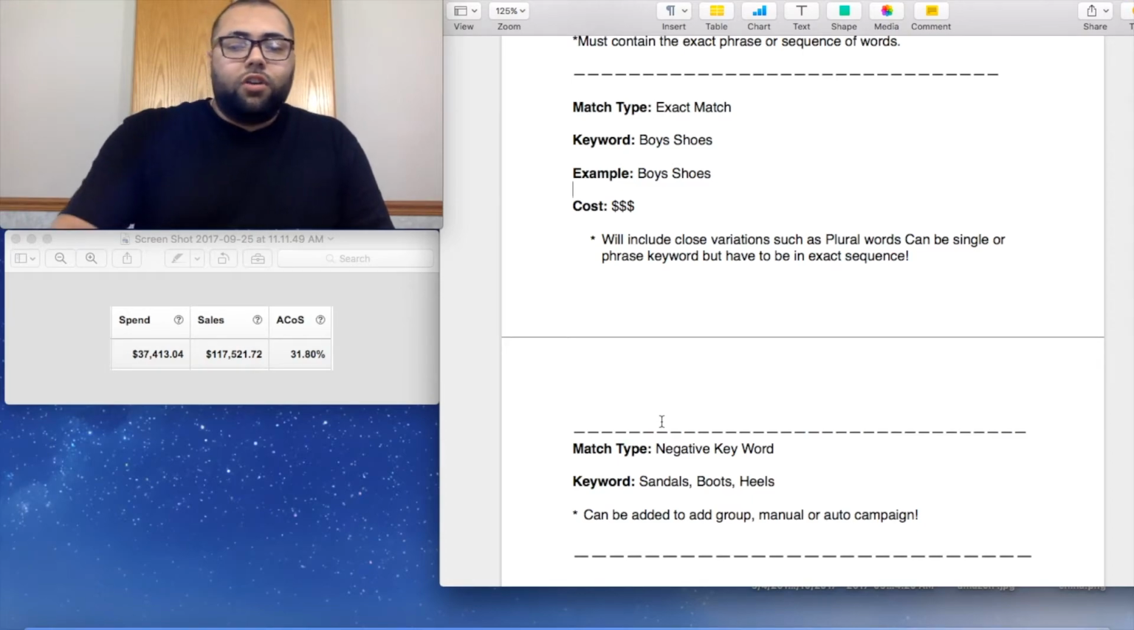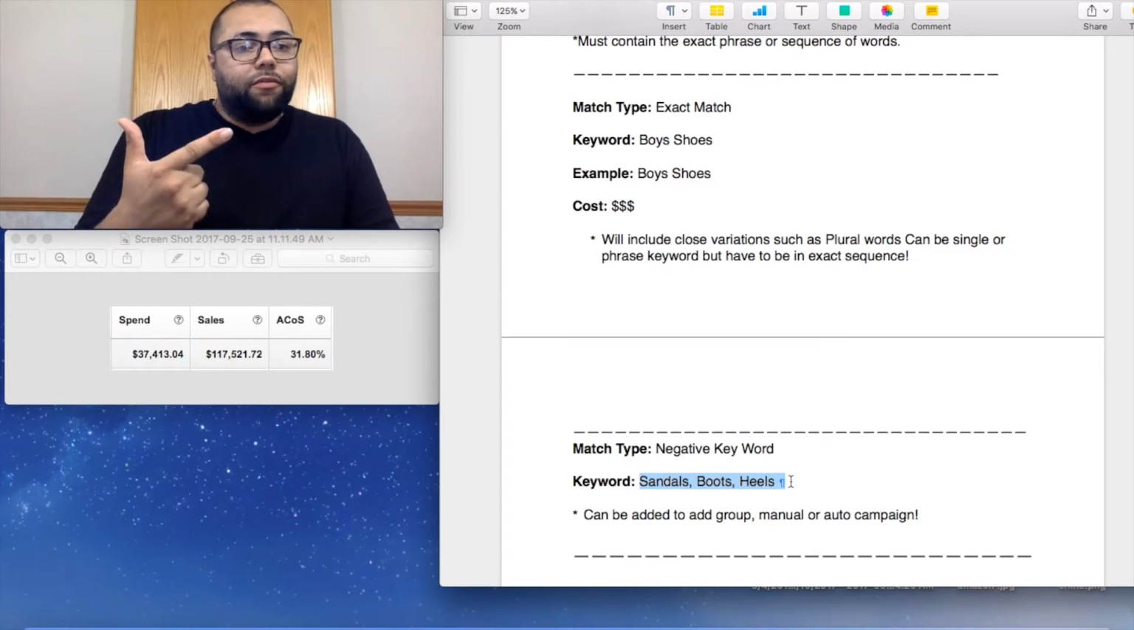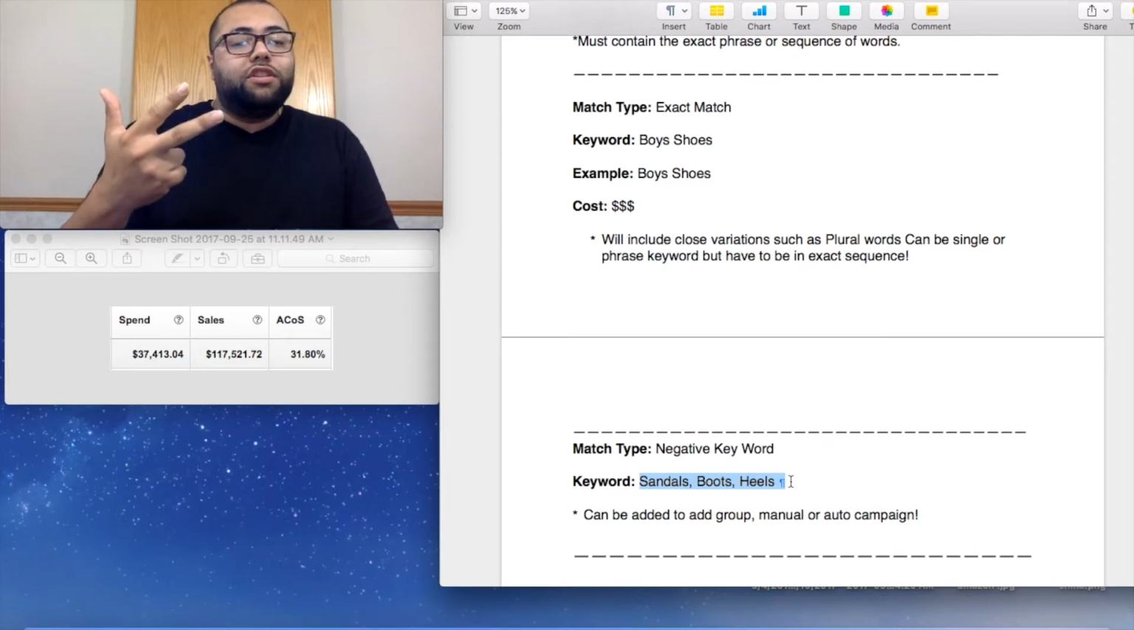For an example here, you can see the keywords sandals, boots, heels. Remember, our main keyword was boys' shoes. So if we're selling boys' shoes, we don't want to gain impressions for sandals. We don't want to gain impressions for boots. We don't want to gain impressions for heels.